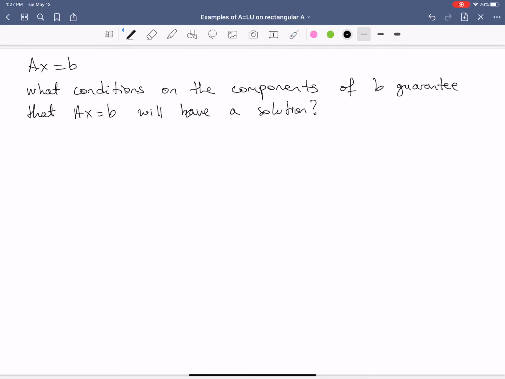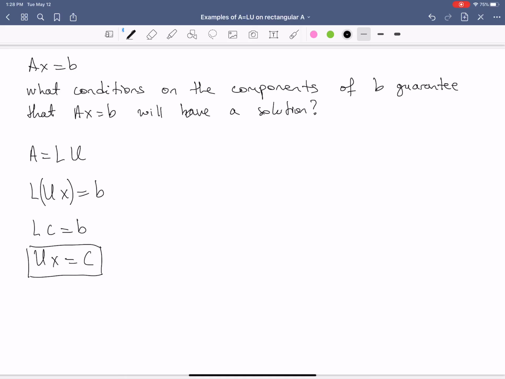Now, let's use the factorization that we have. So we have A equals L times U. If I replace A with L times U in the equation above, I have LUX equals B. Remember from the previous video, we called UX some C. So we have LC equals B and UX equals C. So it's much easier to answer the related question: what conditions on the components of C guarantee that UX equal to C will have a solution?